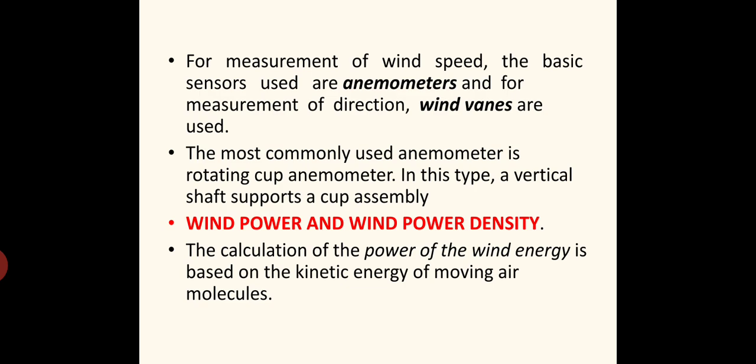For the measurement of wind speed, the basic sensors used are anemometers. As I have already told, wind speed is measured by the instrument called the anemometer, and for measurement of the direction of the wind, wind vanes are used. You might have seen this structure in most government buildings, and on top of some engineering colleges also. It has two structures. One is the cup shaped anemometer, and above that there is an arrow indicating the wind direction.